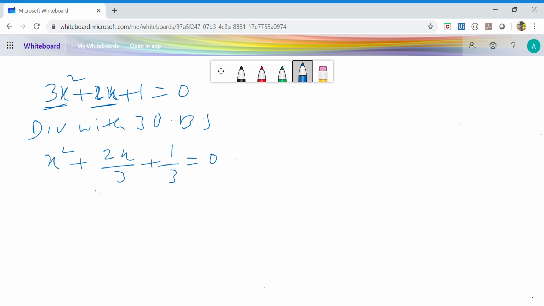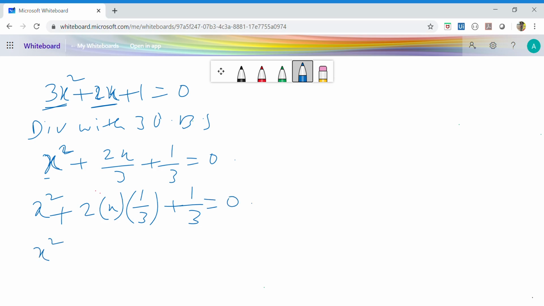Dividing with 3 on both sides, because you want to make it a square term. A square purely. You can write root 3 whole square also, no problem, but this method is easy. So you can write this as x square plus 2ab term is there, 2 into x into 1 by 3, I am writing, plus 1 by 3 is equal to 0.